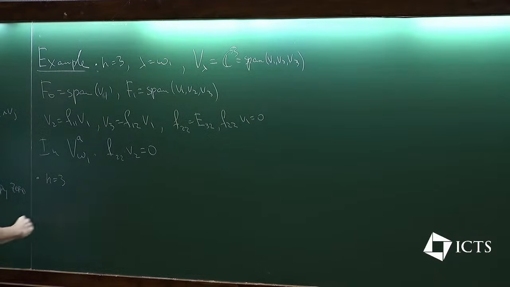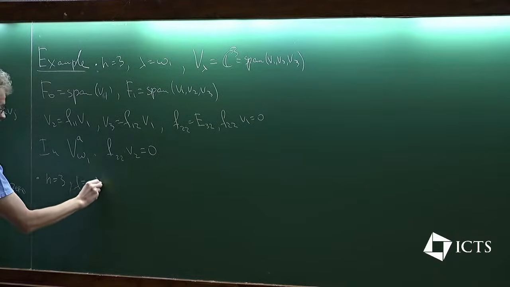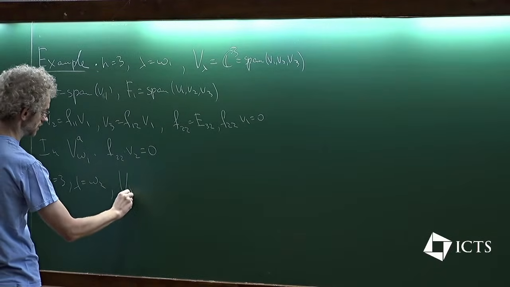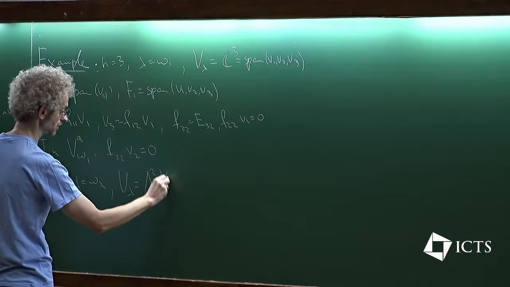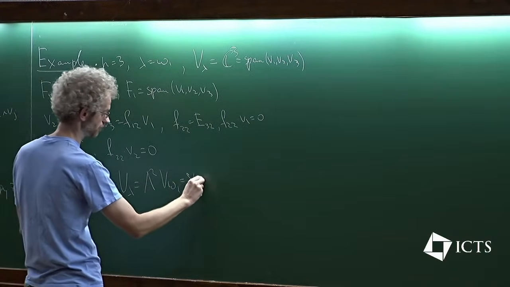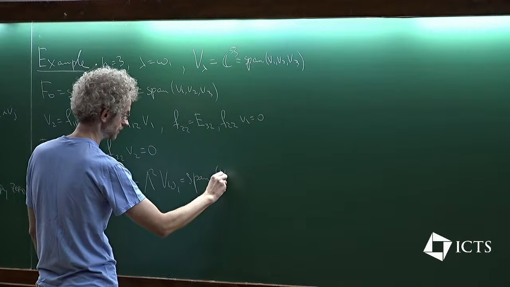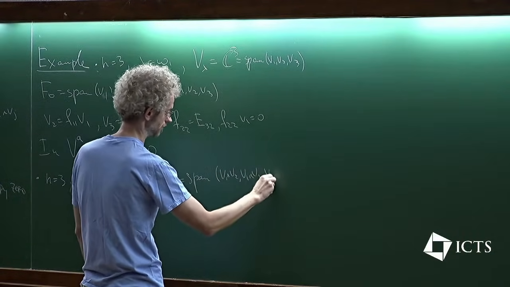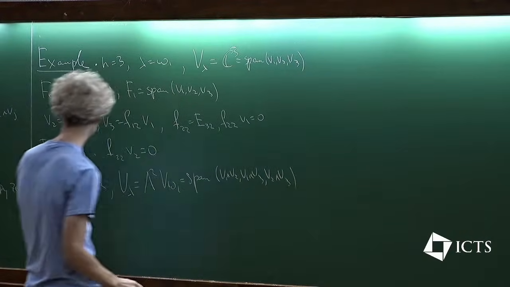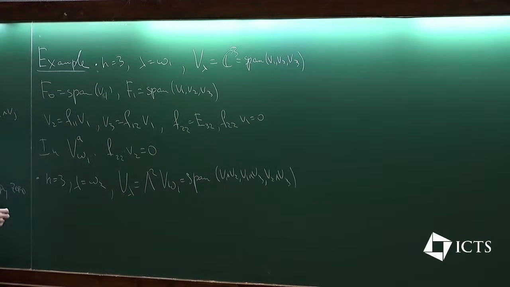Maybe one more example: n equals 3, and lambda being omega 2. Then V lambda is lambda 2 of V omega 1, and this is the span of V1 wedge V2, V1 wedge V3, V2 wedge V3. And the situation is very similar here, so the only change is the symmetry between 1 and 2.